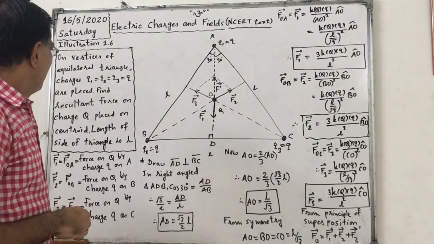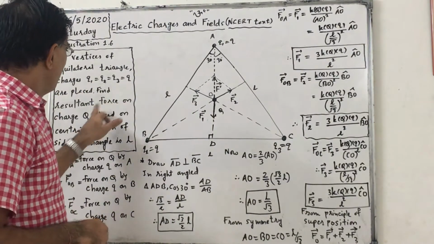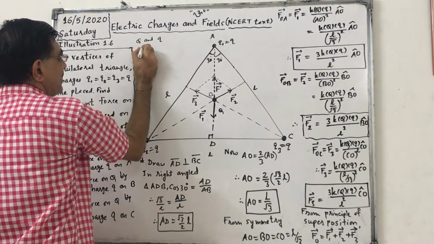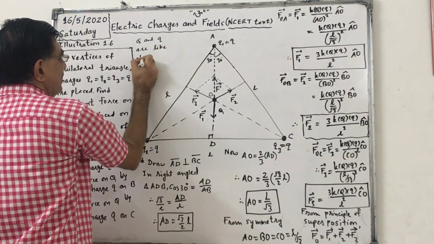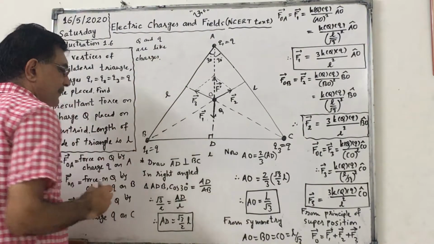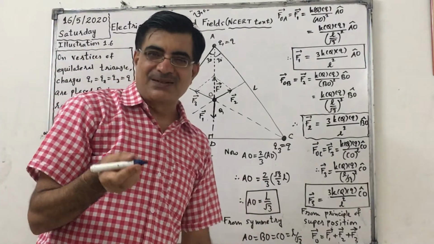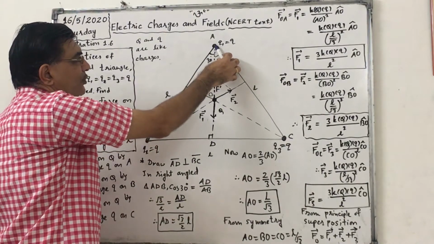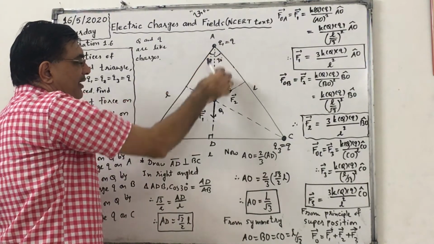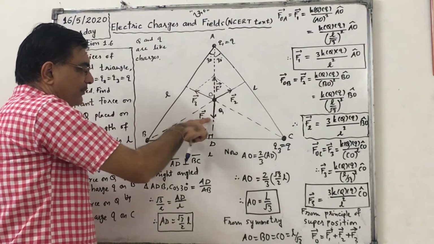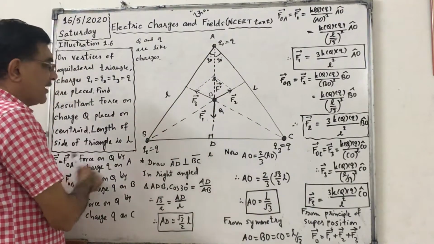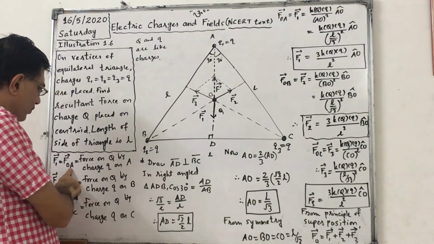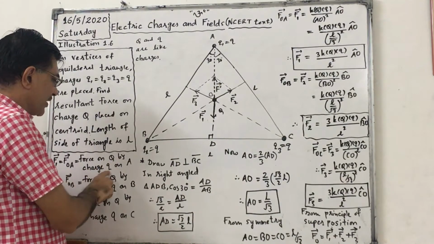They have given that these are of the same sign. Capital Q and small q are like charges. Otherwise they must have used a minus sign somewhere. So first of all, this charge small q placed on A will offer a repulsive force, that is F1. F1 is actually F on O by A, the force on Q by charge small q on A.